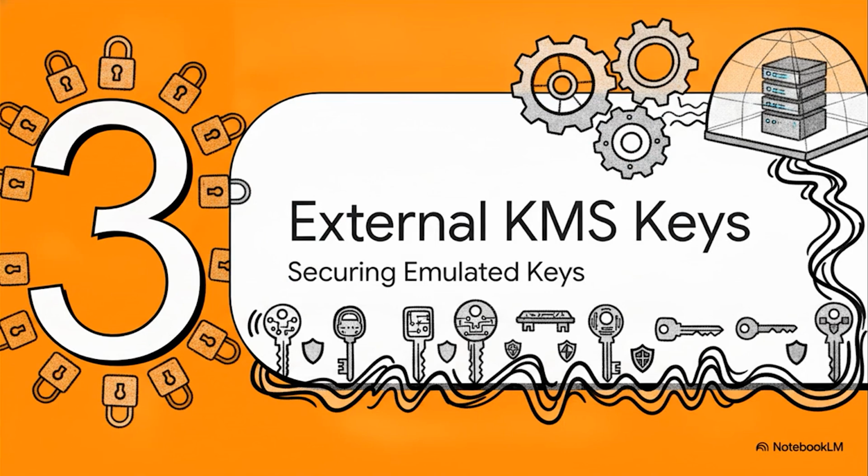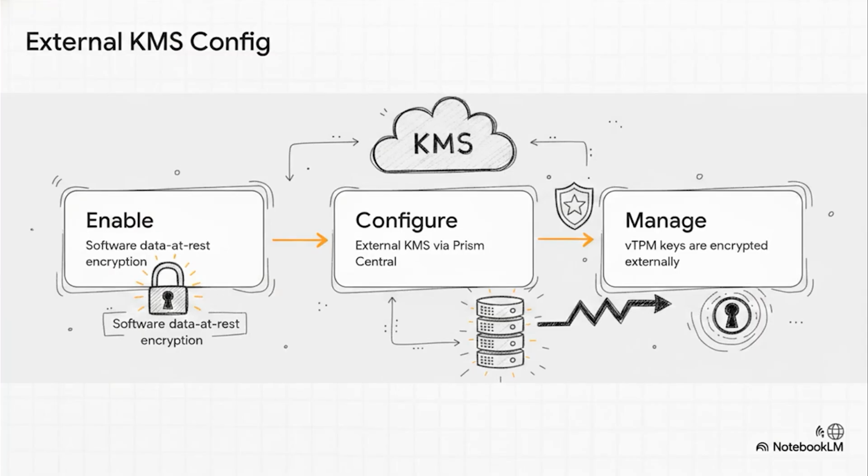All right, let's hit section 3, external KMS key protection, and how we secure those emulated keys. So if you're using a key management server, or KMS, you have some great options for managing these vTPM keys. When you enable software data at rest encryption and configure an external KMS through Prism Central using the Key Management Interoperability Protocol, or KMIP, your vTPM keys are routed directly to that external server. That external KMS just takes over the whole shebang, the full key lifecycle, including validation and availability checks.